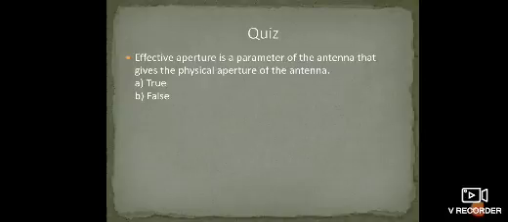Okay, so effective aperture is the parameter of the antenna that gives the physical aperture of the antenna. Is it giving the same information, that it is the physical aperture of the antenna, yes or no? What is the answer? It is false. It is not a parameter of an antenna that gives the physical aperture of the antenna. Next one.